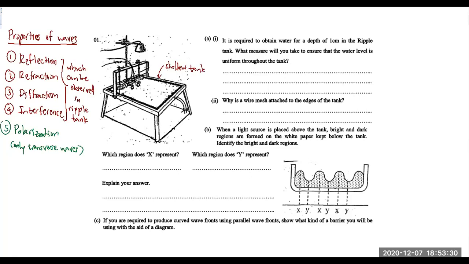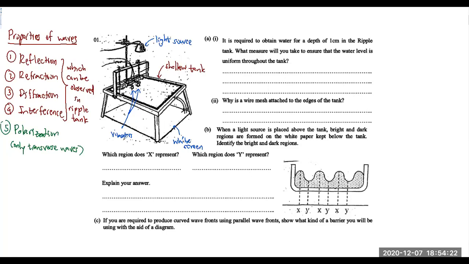All right, shallow tank. And here you can see they are vibrators. We have vibrators in different shapes. And this is a light source. And at the bottom, we have a screen. It's not a screen, it's the ground, but to observe clearly, we use a white screen. So when the waves are produced here in the tank, due to this light source, the reflection of those waves will be observed in this white screen. Based on that, we will come to conclusions.